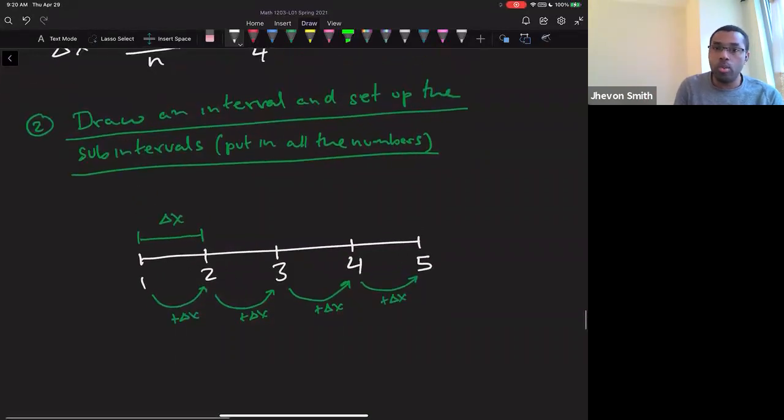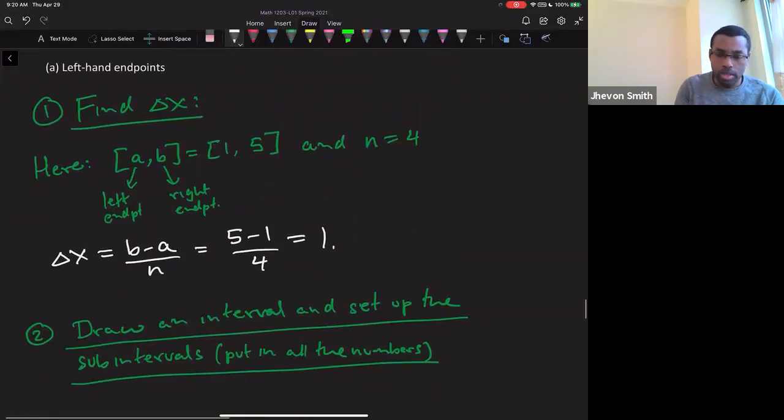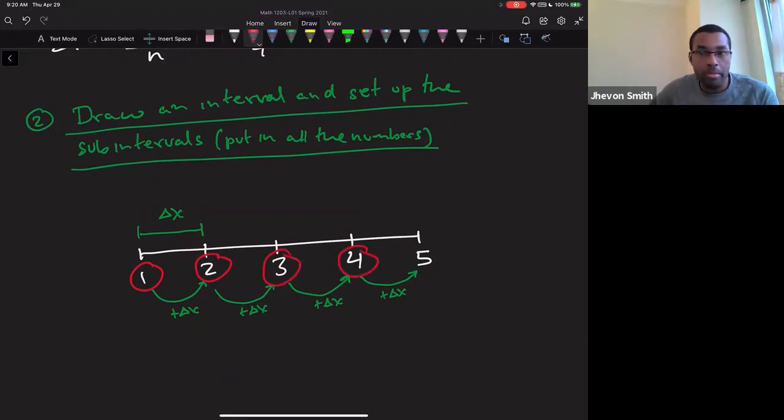You're going to pick the numbers that you want according to the rule that you're using. So here we want left-hand endpoints, which means on each subinterval, I'm going to pick the number on the left. So on the first subinterval, pick the number on the left. On the second subinterval, pick the number on the left. Third, pick the number on the left. Fourth, pick the number on the left. I would not pick 5 because 5 is on the right, right? But 1 is on the left of the first subinterval, 2 is on the left of the second, 3 is on the left of the third, 4 is on the left of the fourth, right?